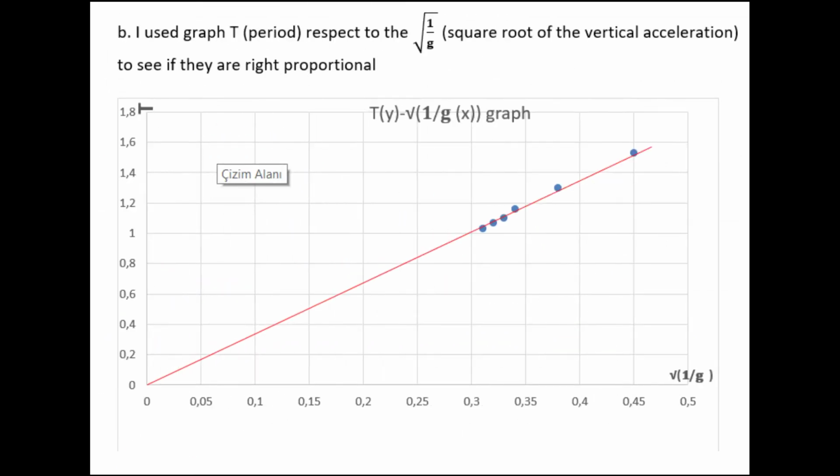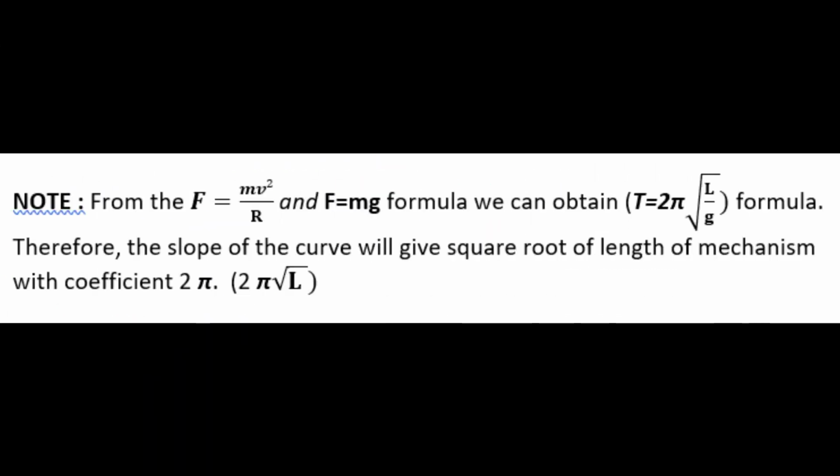Also, I created a graph of the period values with respect to the square root of 1 over g. As I expected, the relation between them is linear and the slope of the graph gave me 2 pi square root of the swing radius.